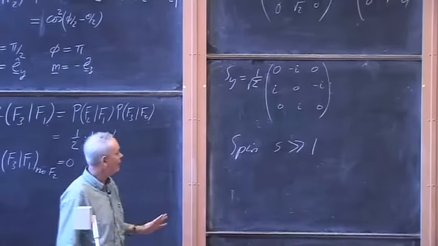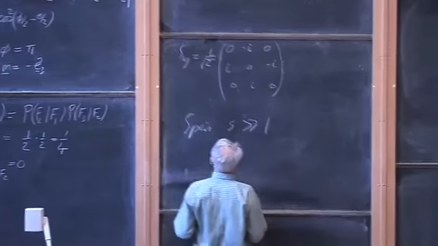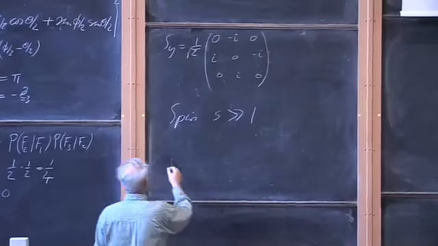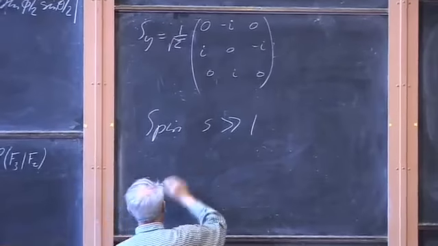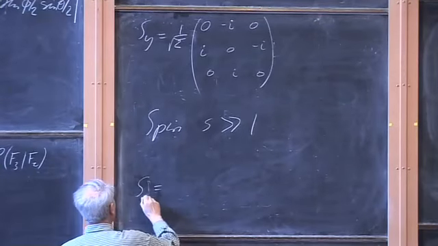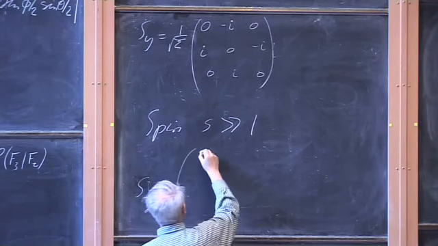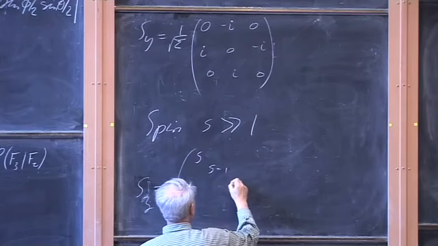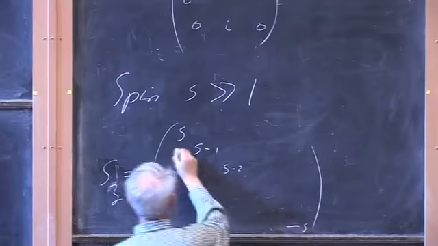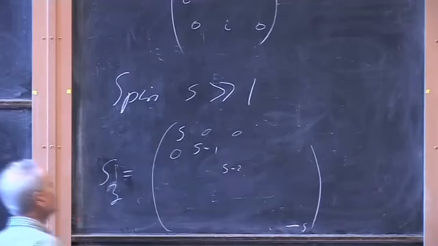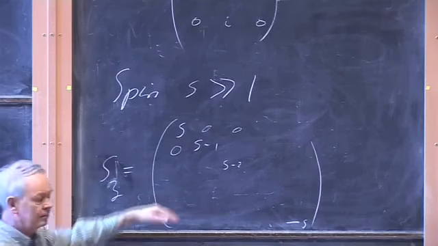It's absolutely straightforward to construct them. Everything we've done carries over absolutely straightforwardly. We have that Sz in this case is going to be S, S minus 1, S minus 2, down to minus S along the diagonal. It's going to be the matrix of the eigenvalues of Sz, diagonal.